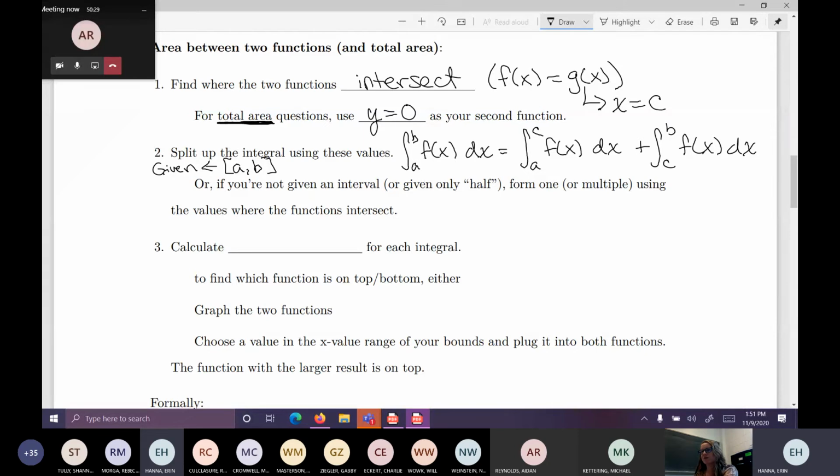If you're not given an interval, then you're going to use the values that you find to essentially make an interval. So sometimes you're given an interval to work over, sometimes you're not. And if you're not given an interval, you just make it out of the values that you get when you set the two functions equal to each other.